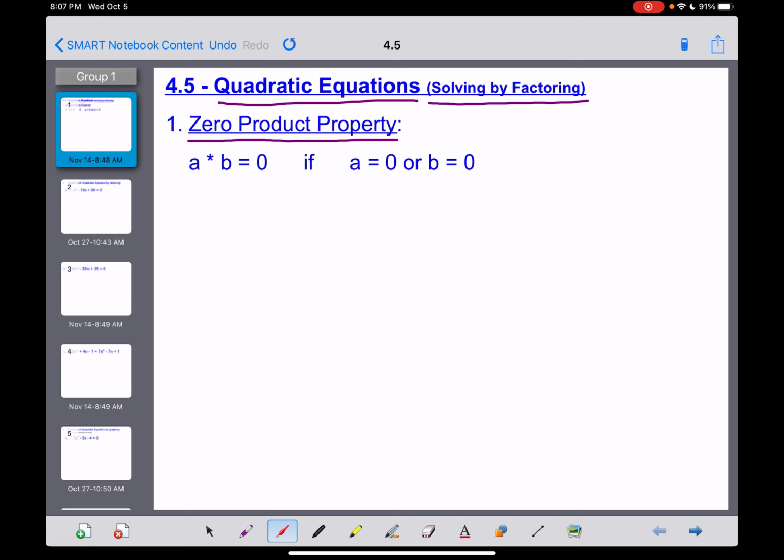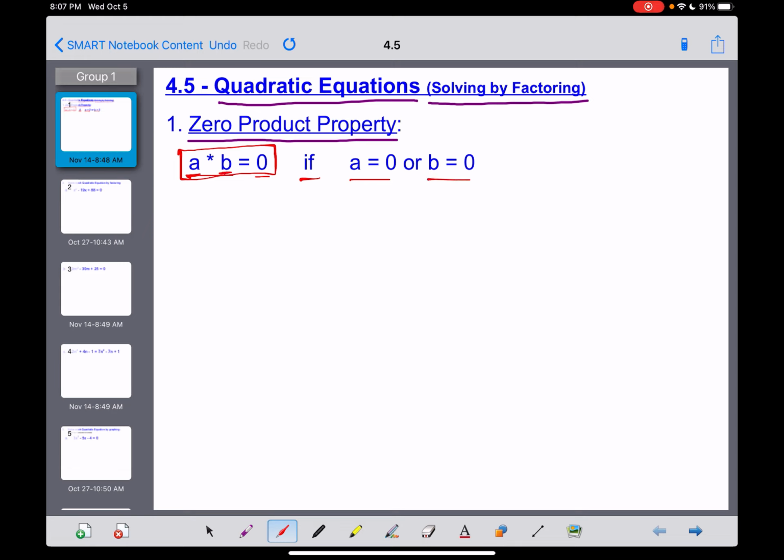Here's what it says. It's a pretty basic idea. If you have a factored expression like A times B, and if the product of those two factors is equal to 0, that will happen if either A, which is your first factor, is equal to 0, or if B, which is your second factor, is equal to 0.